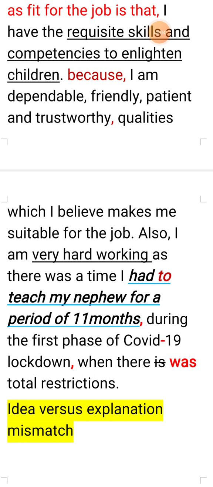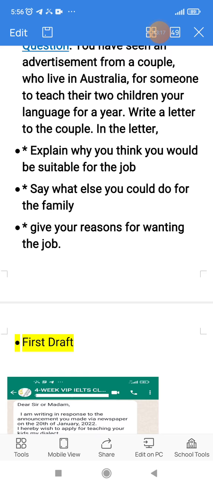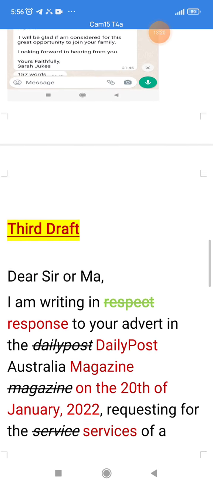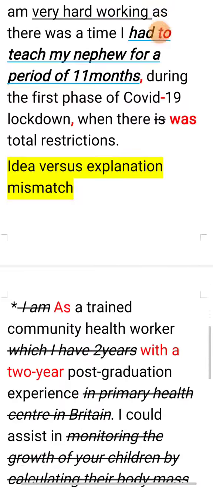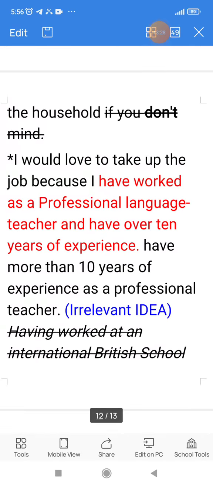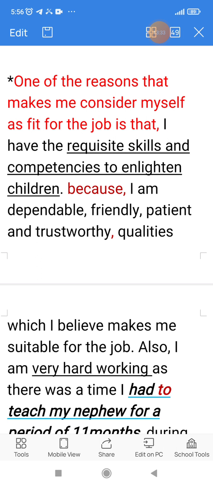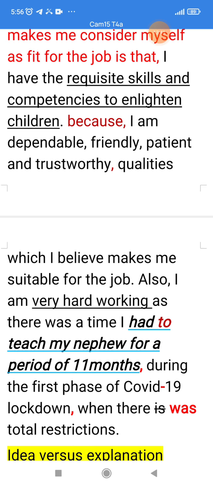So there are soft skills, there are hard skills, but in this case you are talking about your skills. What are the skills that you have that make you suitable for the job? That's the question. Explain why you think you are suitable for the job. So if this person has written, I have great teaching skills, because the ability to teach and impart knowledge is a skill, just like I am doing right now. Not everybody can teach. So you want to communicate that clearly.